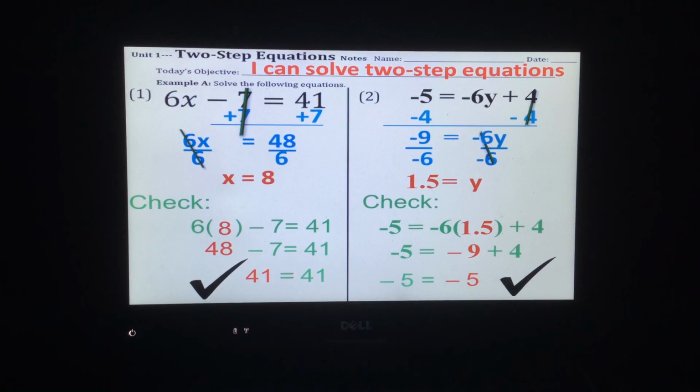There's your check. That means it's correct. The answer is 1.5. Now, again, these right here are two-step equations. I want you to try the next one on your own. If you need to press pause right now, go for it so that you can write this down.